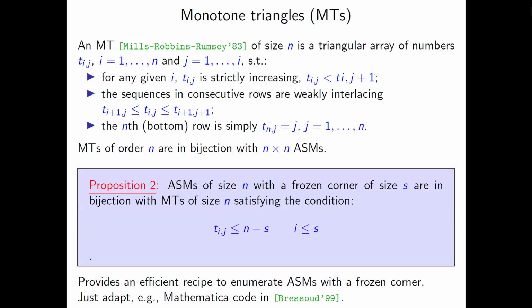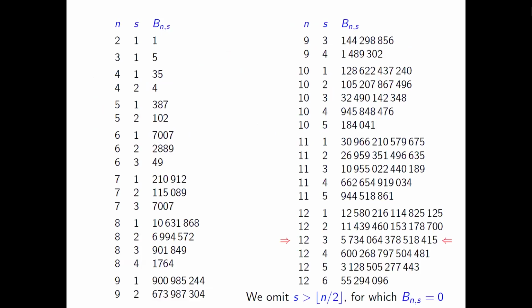So in the case of a frozen corner, it is easy to see that you have just to restrict your enumeration of monotone triangles with the condition that on the first S rows of your triangle, the numbers cannot go, instead of going from 1 to n, they have to go from 1 to n minus S. That is to satisfy this condition. Okay? So we took just the code, there is a code in the Bressoud book, 4 lines of Mathematica to enumerate triangles. You just modify it in this way, and you can count monotone triangles with a frozen piece. This is the result.